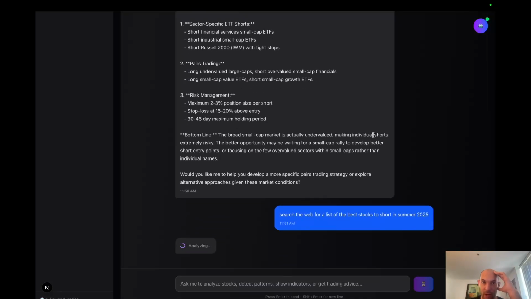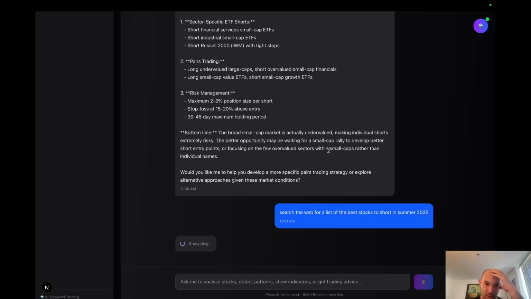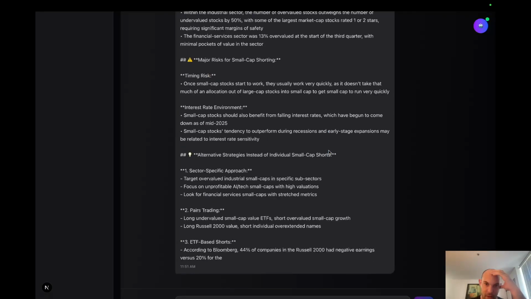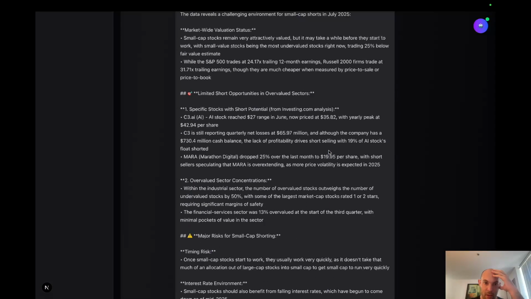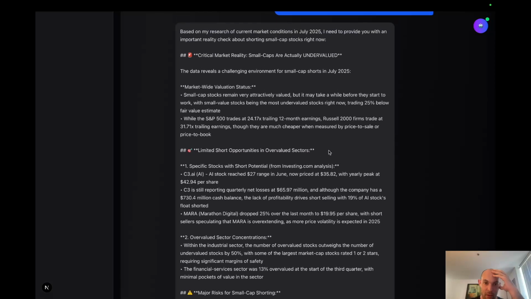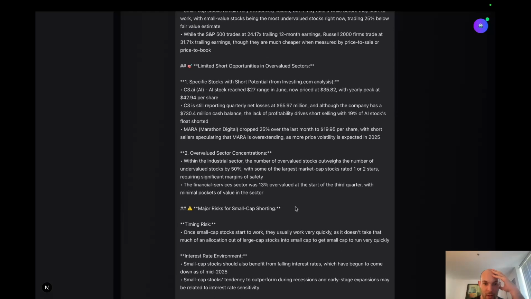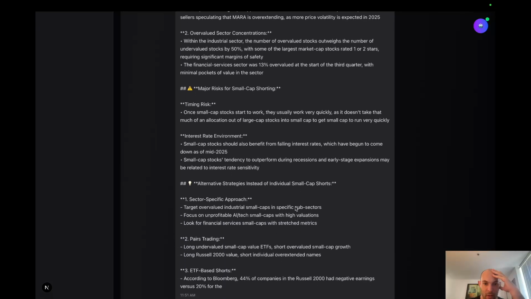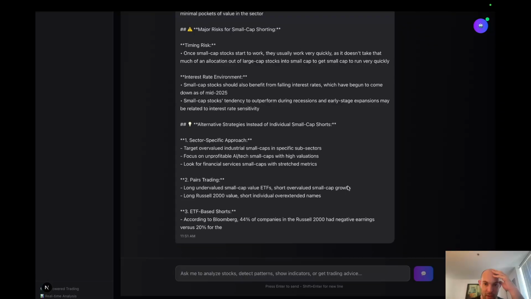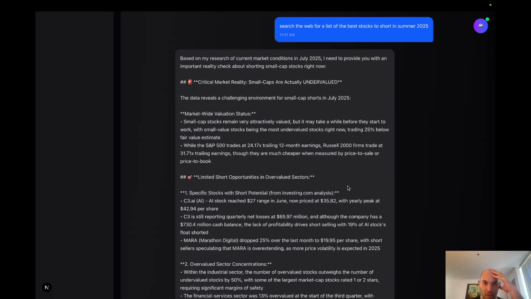It's like saying they're still attractive, so you wouldn't short them, I guess. The broad small cap market is actually undervalued, making individual shorts extremely risky. Okay. Huh. I just wanted a list of actual companies, though. Small cap shorts. Okay.